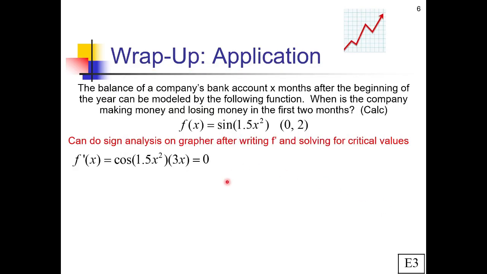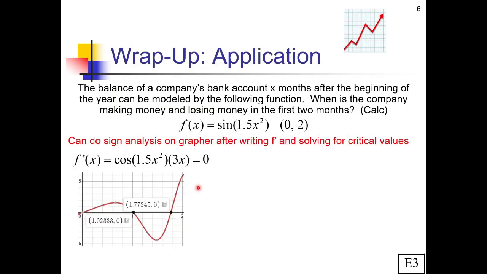So here's what I just graphed out, and I see that I've got those critical values, again, 1.023 and 1.772. I'm going to call those A for this first one and B for this second one, just so I don't have to keep rewriting that number. And now I'm going to do a little sign analysis on here. So again, we're just trying to figure out where this derivative is positive or negative, and I can just look at the graph to see that. I see that we are positive above the x-axis between 0 and A, and we are below the x-axis, negative, between A and B. And then after B, and until we get to 2 at least, we're positive again.